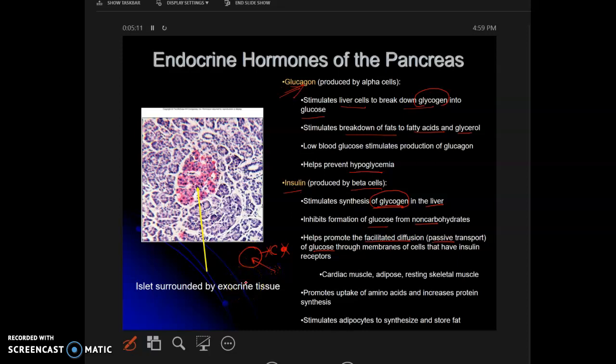All right. So we'll talk about this later on. Also, insulin promotes the uptake of what? Amino acids, and stimulates adipocytes to synthesize and store fat. So you're going to store fat, you're going to conserve the fat. Okay. That's what insulin does.